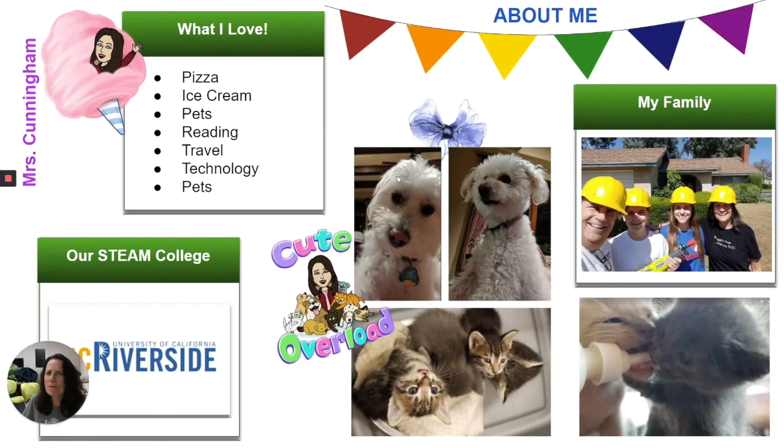So let me give you a little bit more information about who I am. So I love pizza, ice cream. I love my pets. I love reading, travel, technology, and I love my pets. I emphasize my pets because I have 2 dogs who are 4 years old, Curly and Piper, and I have 5 kittens that we are bottle feeding, and they're a lot of fun. So they're new, the little kittens are new, so I put pets twice.